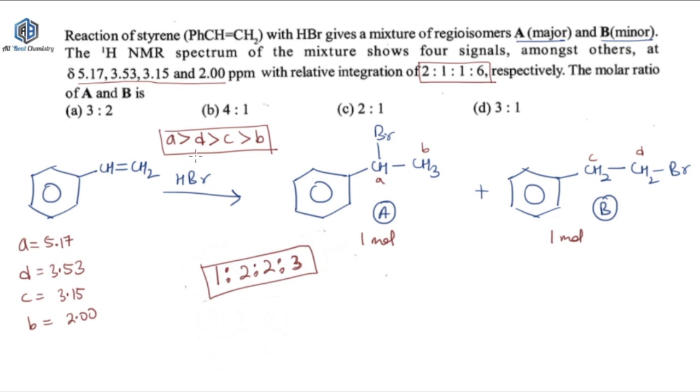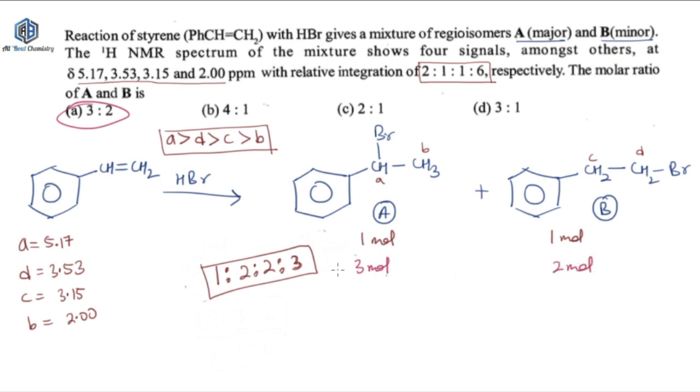So what you can do now, you can just go into the options one by one, put the values, and then solve, and then see which option satisfies the given ratio. Okay, so let me just go to the options now. I'll take the first option first of all, that is 3 is to 2. So that means I'll make this 3 mole and I'll make this 2 mole.